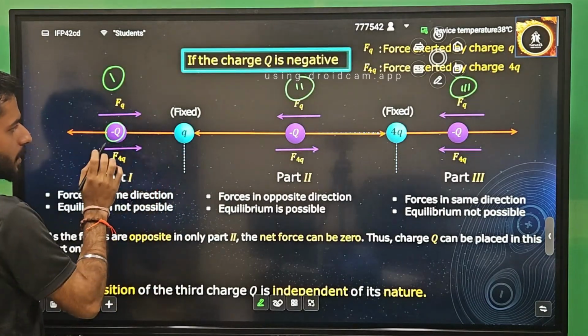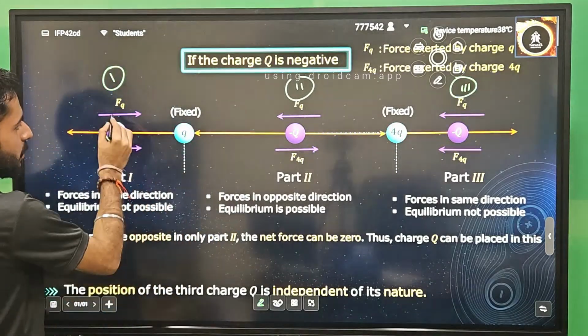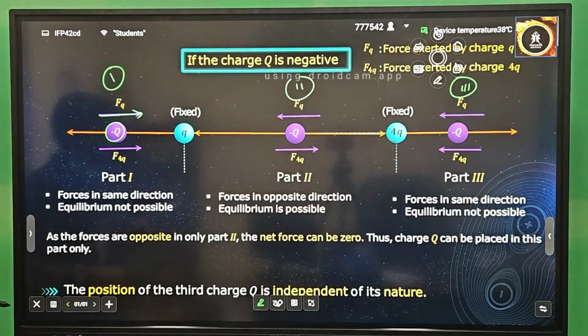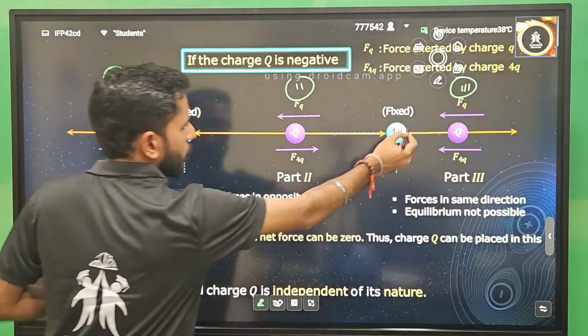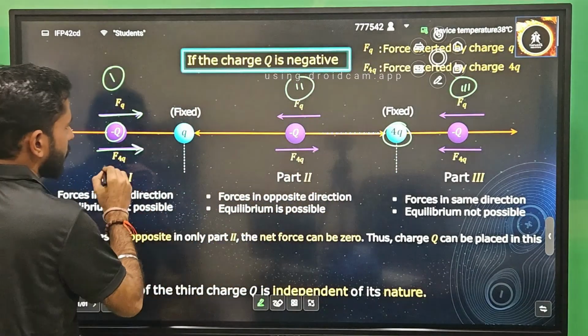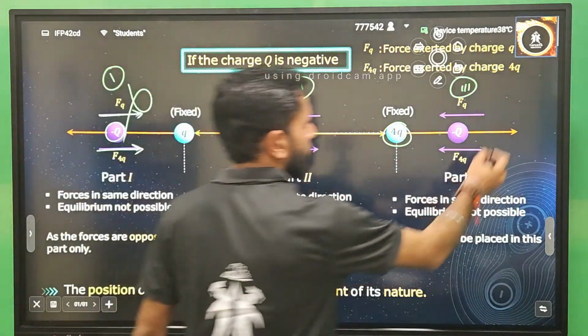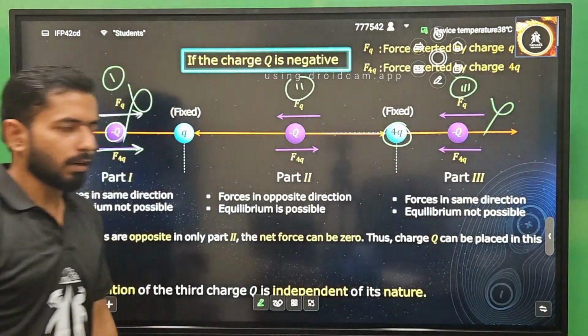Due to this small charge q, what will be the direction of force? Can you say negative charge, positive charge, attractive forces? Attractive forces means the direction will be like this. Due to capital 4q, what will be the direction? This is negative, this is positive. Can you say again attractive? Two forces in the same direction, is it ever possible that the net force will be equal to 0? No. That means this position is not possible. Same I can say for position 3 also, it is not at all possible.